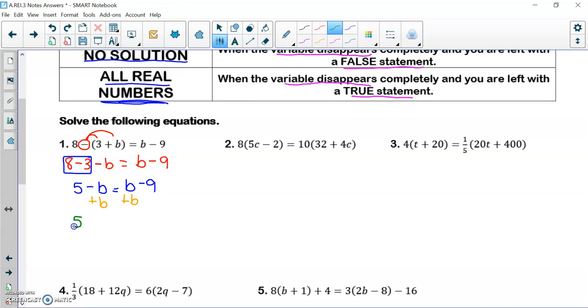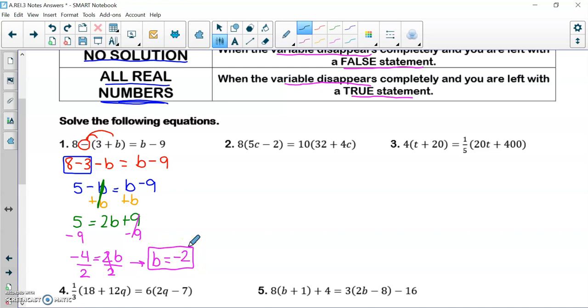So now I'm left with a 5 is equal to, and a negative b plus a b, those b's cancel. And then a 1b plus a 1b is a 2b. And then I have a plus 9. All right, this should look familiar now. This is a level 1 equation. I'm going to first subtract 9 from both sides. And I wind up with a negative 4 is equal to a 2b. And then now I'm going to divide by 2 on both sides to wind up with b is equal to negative 2.